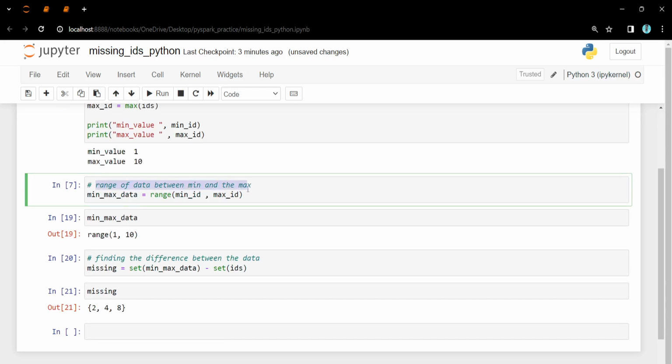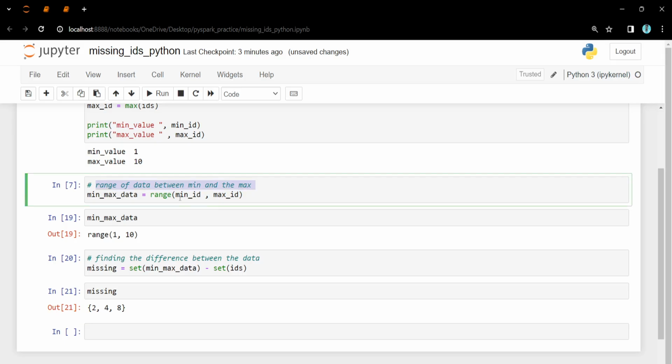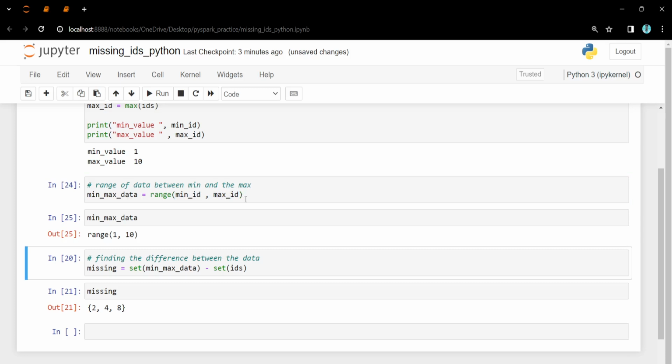The next step is to generate values between min and max. We generated one range between min and max, which we do using the range function, right? Range basically takes three parameters: from where to start, where to end, and what the step is. By default the step value is 1, so we are just passing the minimum and the maximum. This will generate one range, and you can see here we have the range between 1 and 10.